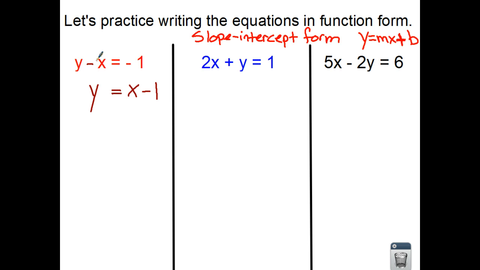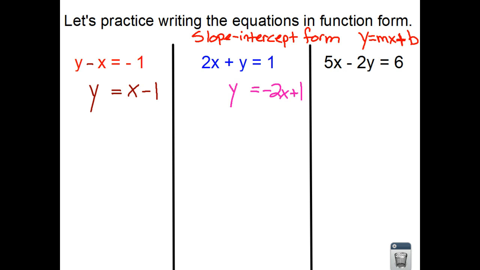Okay, next one. Equal sign. I see my positive y on the left. I'm going to keep it. Again, I see this 2x. I need to get it over to the other side, so I'm going to change the sign of it. And then I have a 1 on the right. I'm going to keep it 1 on the right.